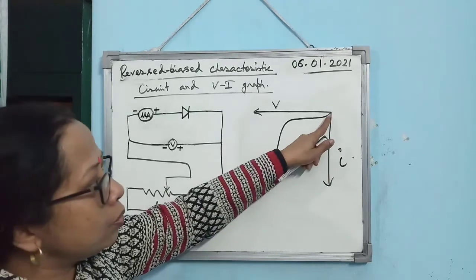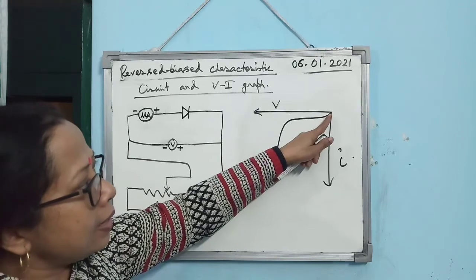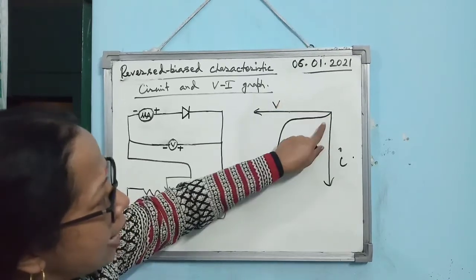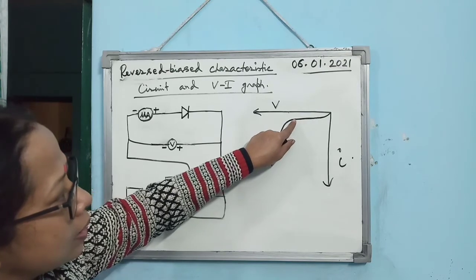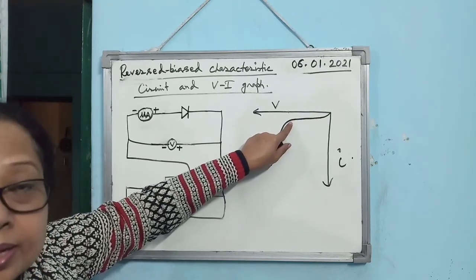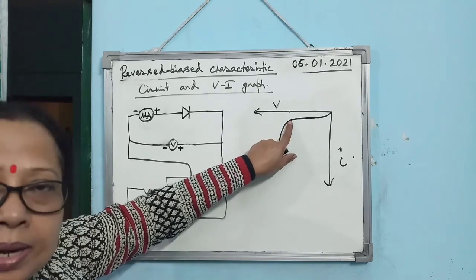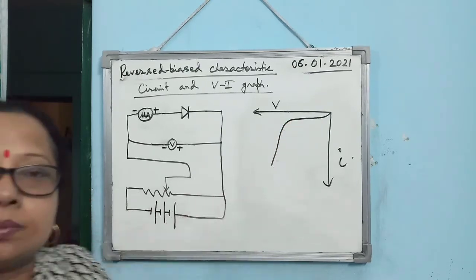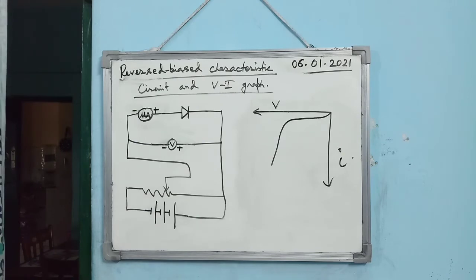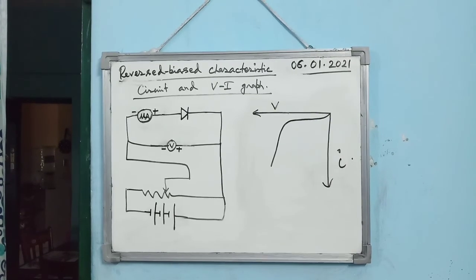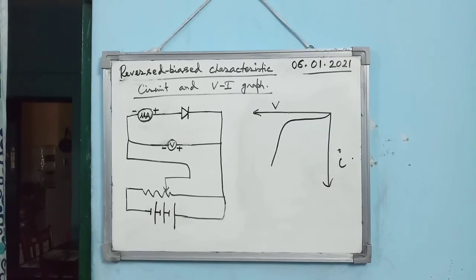Okay, means what? Due to the minority charge carrier, the amount of current is so small and current is saturated. You just look at this one, it is almost parallel, so current is saturated. But here when the breakdown happens, then current again will increase manifold. Okay, so this is the circuit diagram for reverse bias characteristics graph, as well as that is the graph for reverse biasing condition. These two circuit diagrams and these two graphs are very, very important. You must practice both the diagrams and both the graphs. Thank you, children.